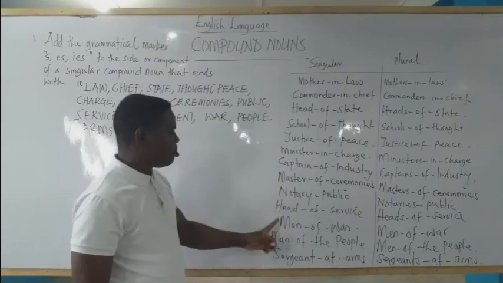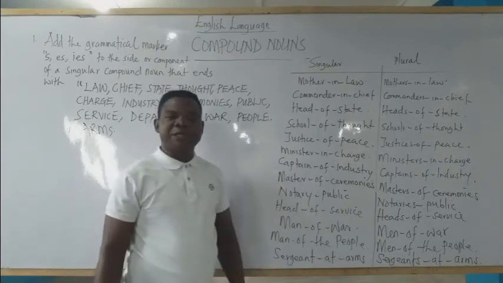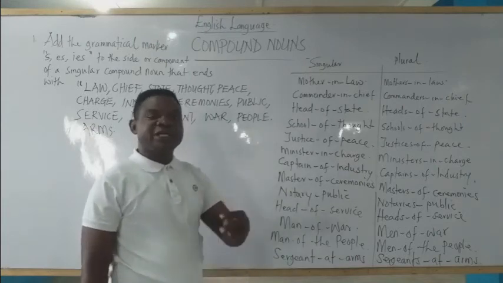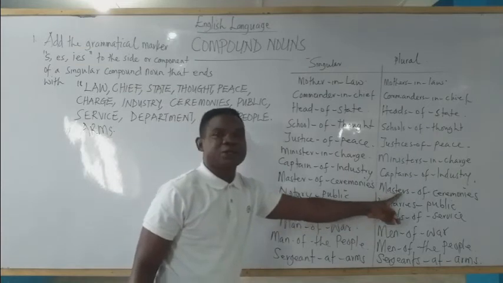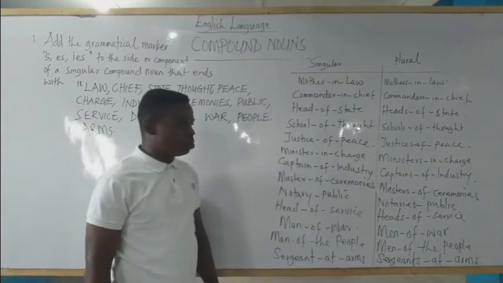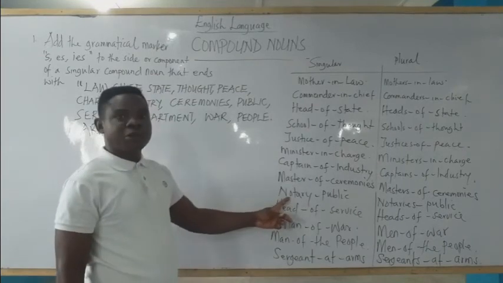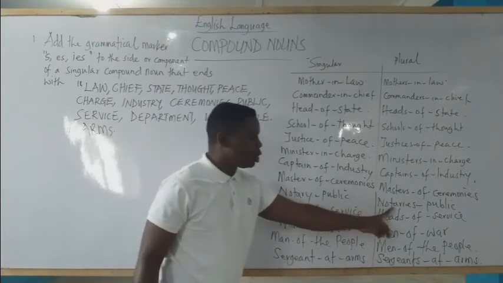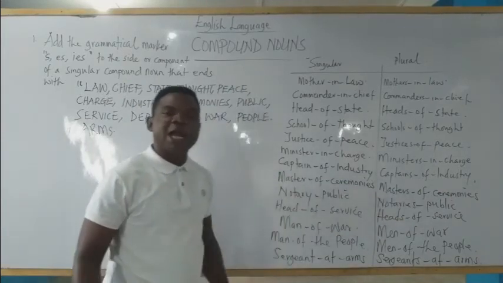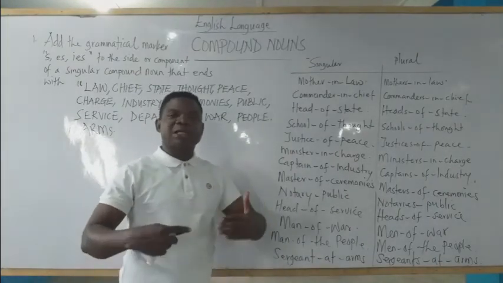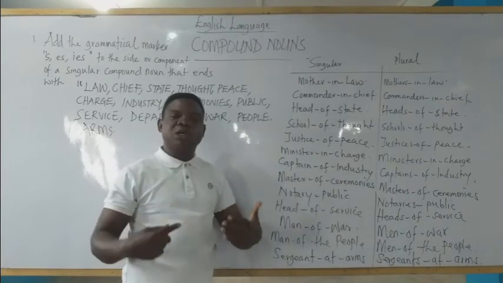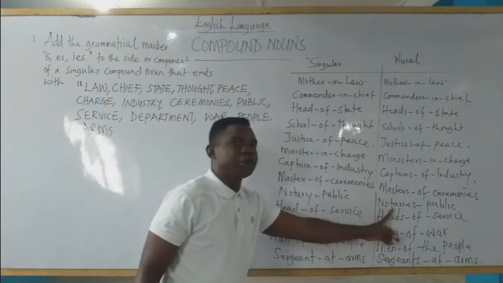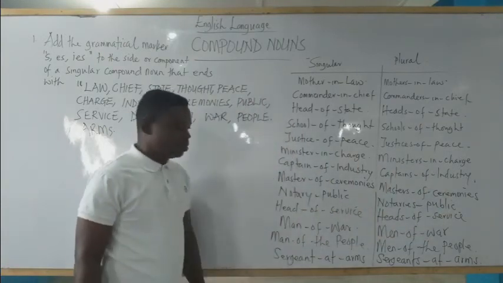Now look at this. Let me use master of ceremonies. During my birthday, I invited two what? Masters of ceremonies. Yes, that becomes the correct one. Look at this one: notary public. Notaries public in plural form; notary public is singular. As graduates, for example, our university certificates must be signed by at least two notaries public. Take note. Notaries public.